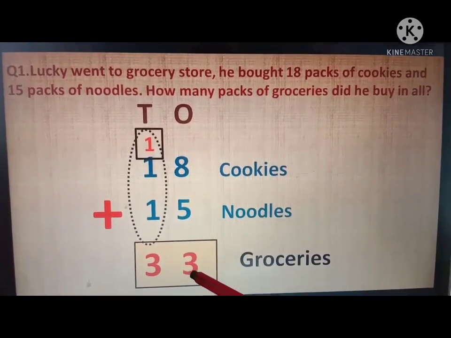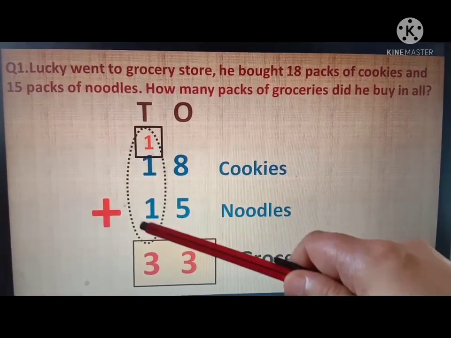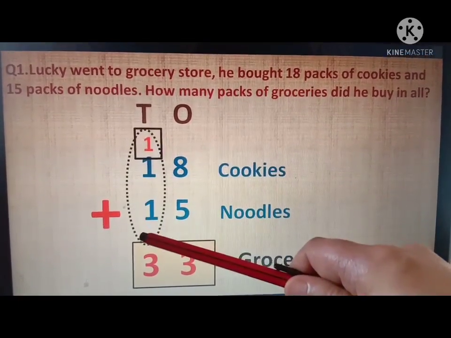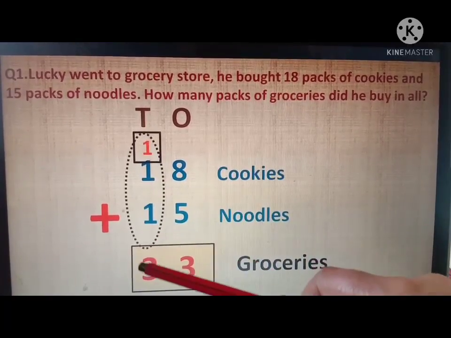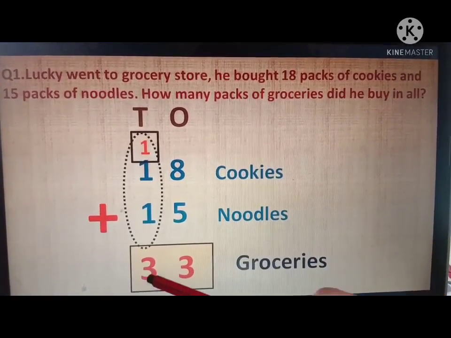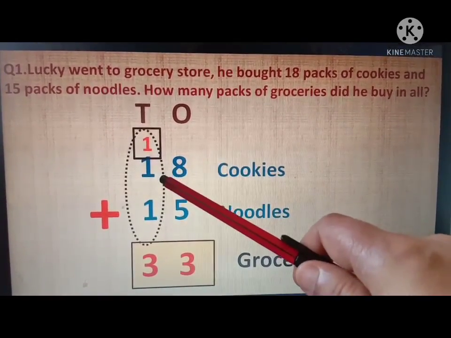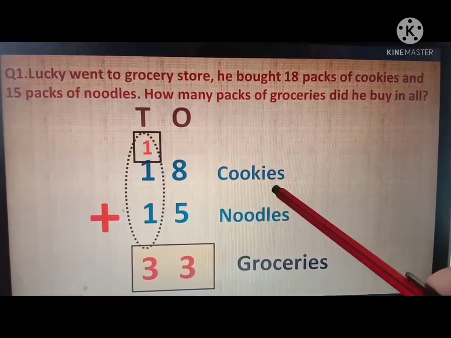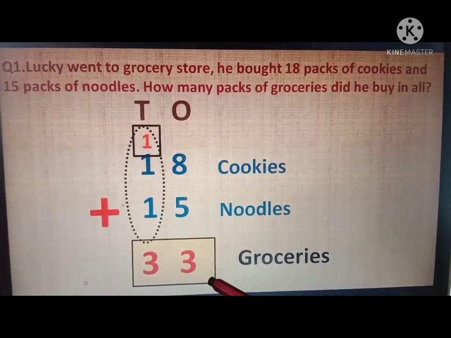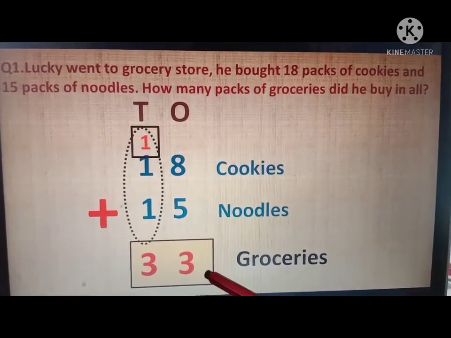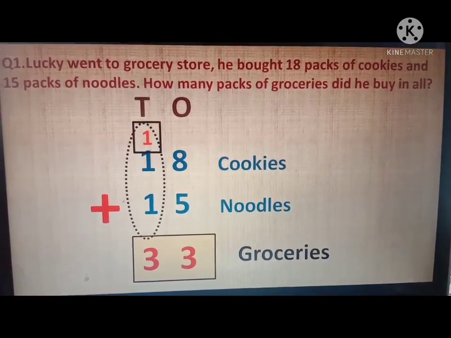After that, now what is the next step? The next step is we have to add all the digits that are given in tens place. So 1 plus 1 plus 1, so we will get 3. So 33 groceries. So children, write down here 18 cookies. Don't forget to write down cookies. 15 noodles. And what is the total number of grocery items? 33 groceries.